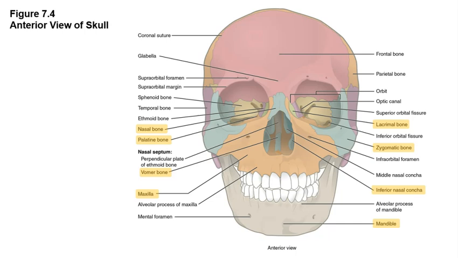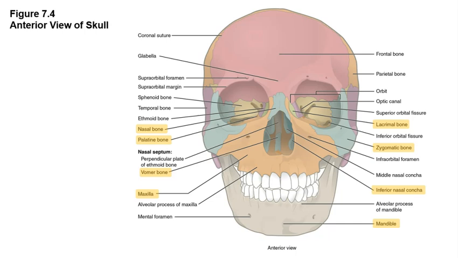A small part of the palatine bone can be seen within the eye socket. More of this bone will be visible from underneath. The vomer bone forms part of the nasal septum of the nasal cavity, along with part of the ethmoid bone that extends down from above.